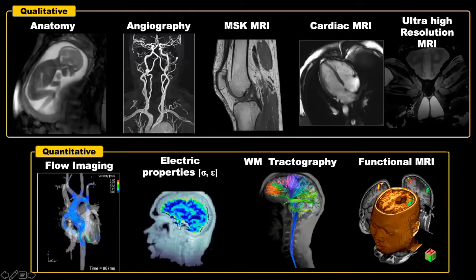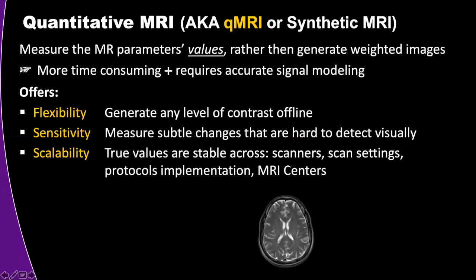What is quantitative MRI, in a sense? It is when we measure the actual parameter values rather than generating contrast-weighted images. Here you can see a contrast-weighted, a T2-weighted image, where longer relaxation times are brighter and shorter relaxation times are darker. This is a qualitative image. In order to map the actual T2 values here, we would need more time and we would need an accurate signal model. But if we are able to map the actual T2 values, there are three main advantages that we will gain. First of all is flexibility.